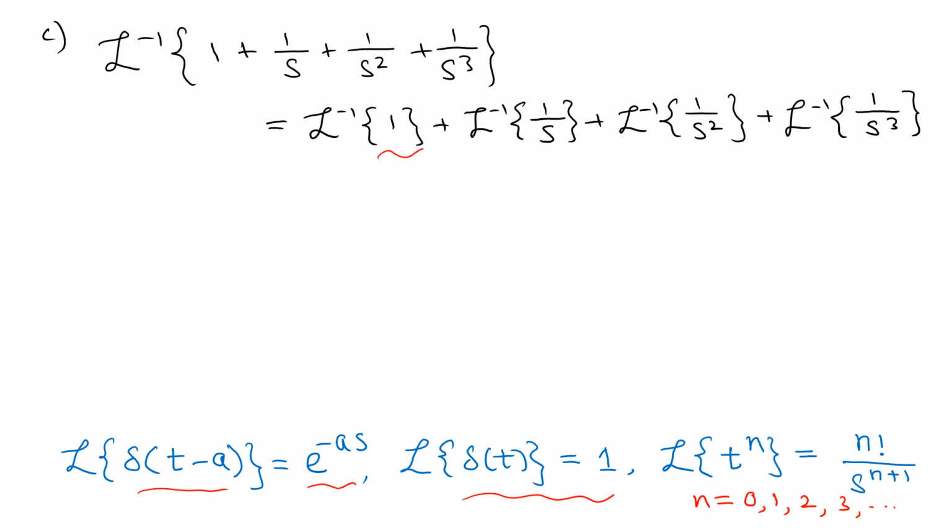And then we also have t to the n. If you have t to the n, the transform is going to be factorial n divided by s to the n plus 1. We add 1. And this is true for n going from 0, 1, 2, 3. n equals 0 is the 1, and n equals 1 is t. We already have those two in the previous one. So now you can generalize it.